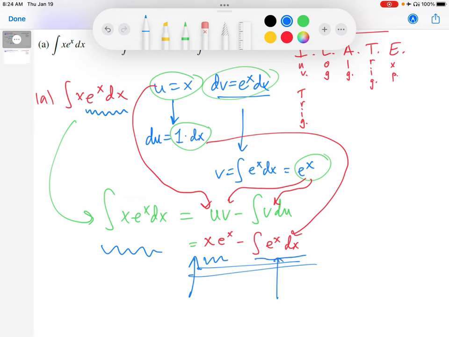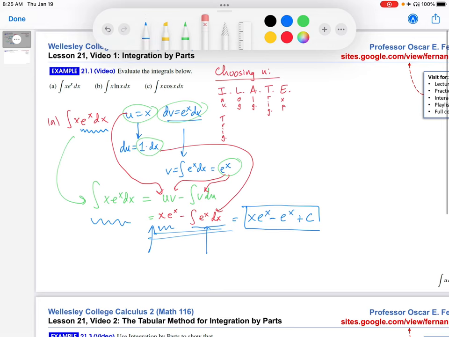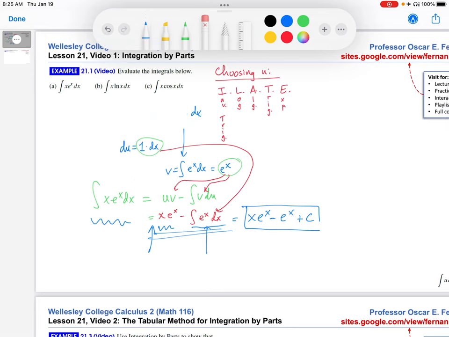We know what the integral of e to the x is. That is just e to the x. And now we get to put our plus c, right? So this is the final answer that we get for the integral of x e to the x. And that's our first application of integration by parts.